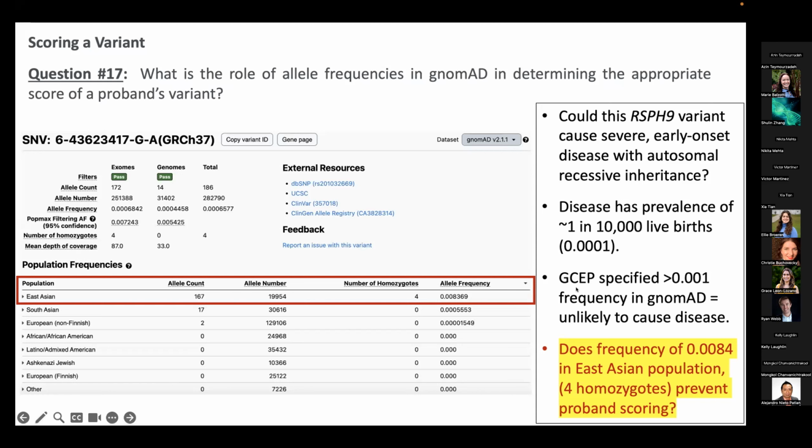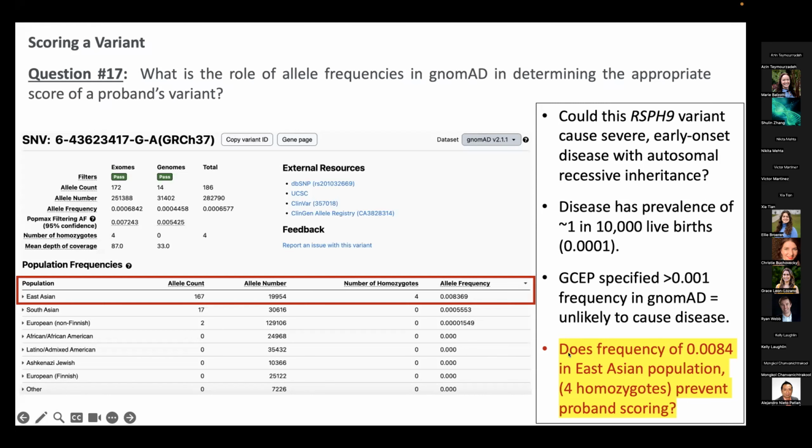And so the GCEP was really, really helpful to us. They specified a threshold. They said, if you see something with a frequency of 0.001 in gnomAD, that might be pathogenic, that could be disease causing. But if it's much higher than that, they would start to feel really skeptical. So they gave us a number, and they said, above this, we feel weird. So this variant that we came across in the RSPH9 curation, and I think the curator did not end up scoring anything with this variant. But I just wanted to give you an overview. The frequency of this variant in the East Asian population is 0.008, about 8 times higher than the threshold where the GCEP starts to worry.